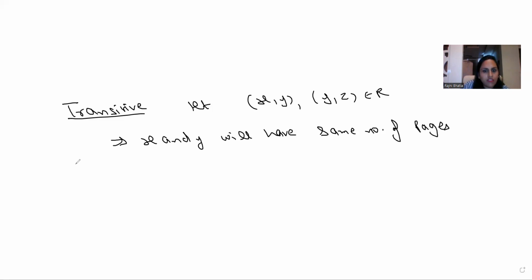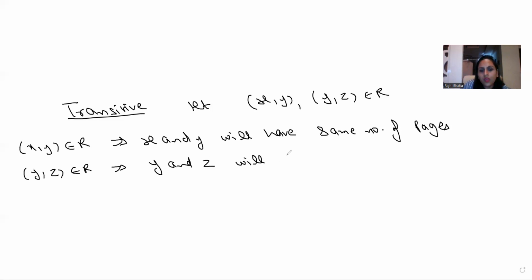This implies x and y will have same number of pages. x, y belongs to R. This implies x and y will have same number of pages. y, z belong to R. This implies y and z will have same number of pages.